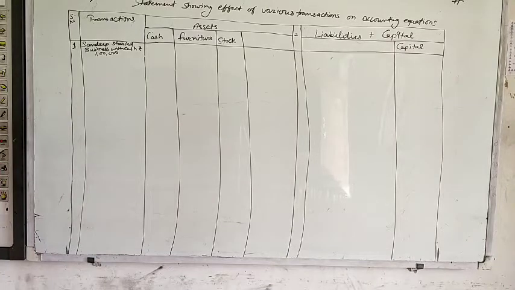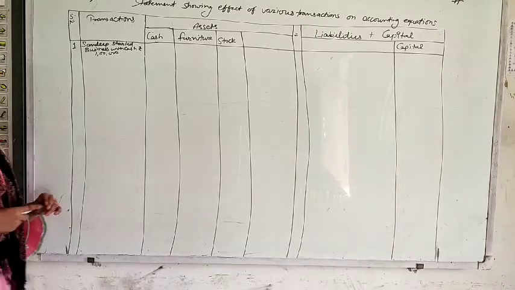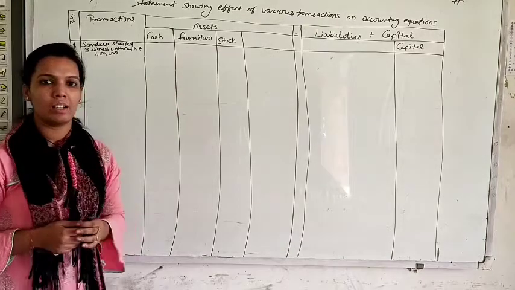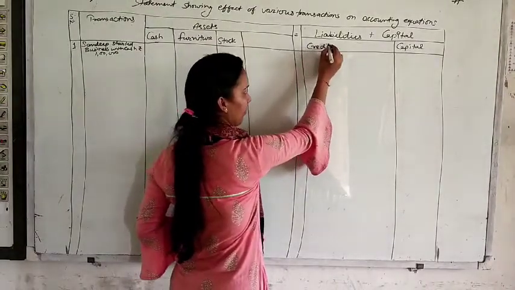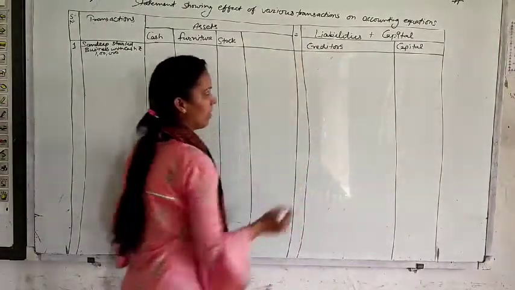Let's move on to the next transaction. Purchased goods on credit. Two accounts are affected from this: the stock account and the creditors account. So creditors are part of liability. Creditors.